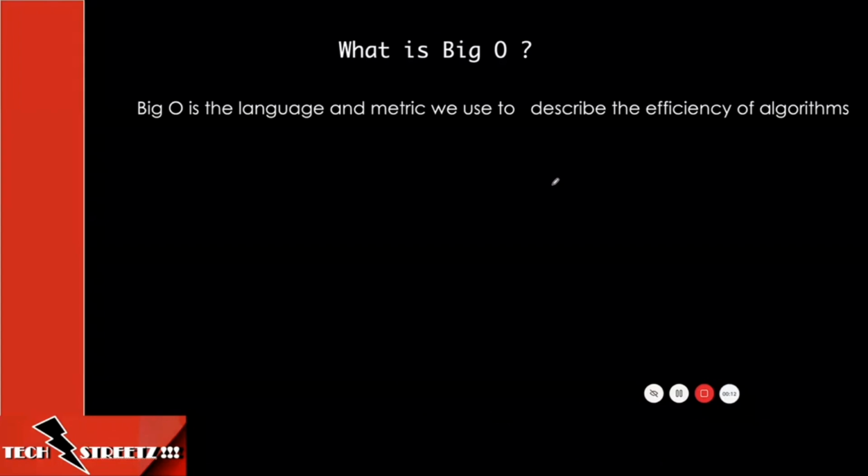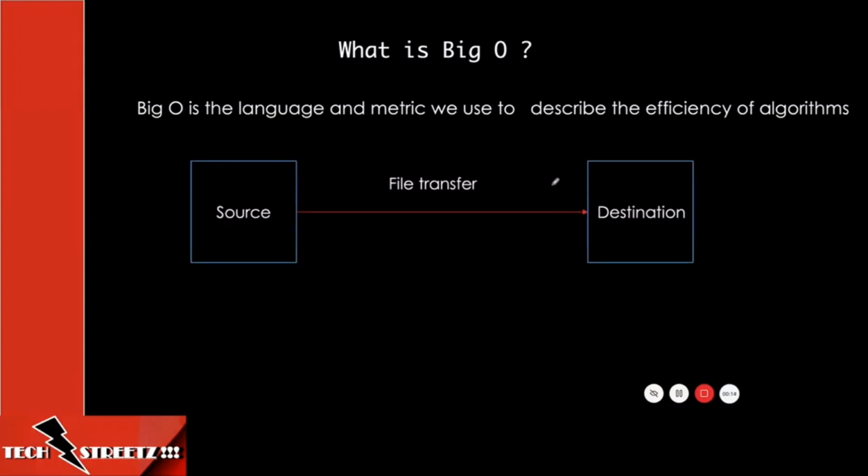Let's try to understand this with a real example. Consider a scenario where you have a file on your hard drive and you need to send it to a friend. We need to send this file as soon as possible. How will we send it? We can send by using Gmail or some FTP transfer or some other electronic transfer. If the file size is small, let's say 1 MB, then it will take 10 seconds to transfer that file to your friend.